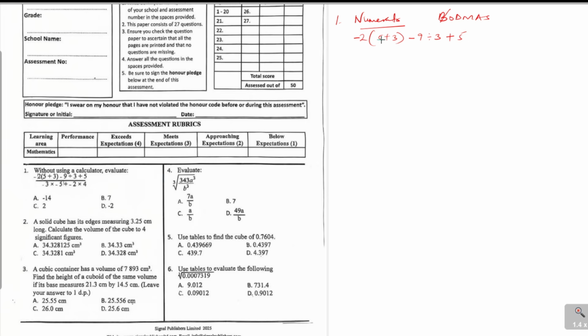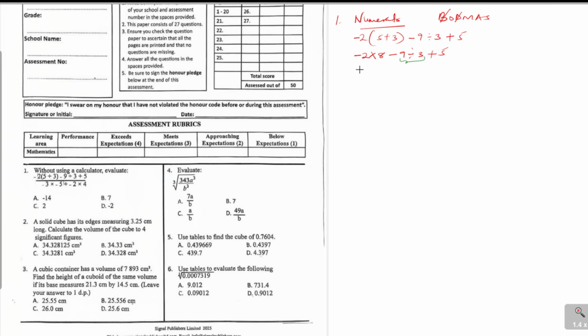Whatever is in the bracket is 5 plus 3, that will give 8. So therefore you shall have negative 2. When you get rid of that bracket, you multiply, 5 plus 3 is 8. Then subtract 9 divided by 3 plus 5. The next operation that follows is division. Let us work out division. Where do we have division? You can see we have 9 divided by 3. Let me indicate that. So we have to work out that one.